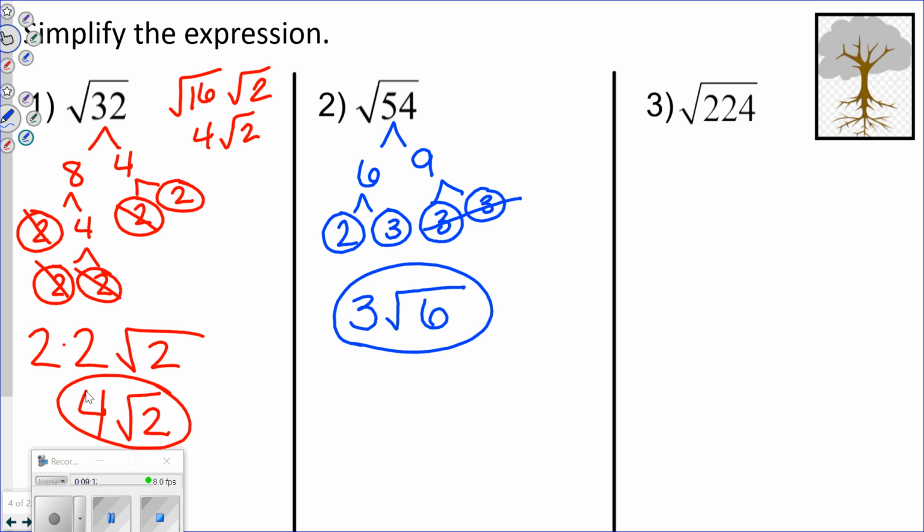All right, how about number 3? Here there was a group of 2s, and I had 2 groups that came out. No, great question.